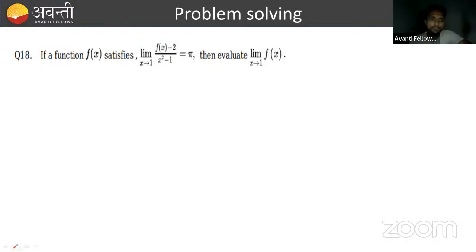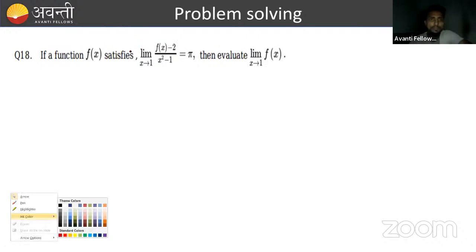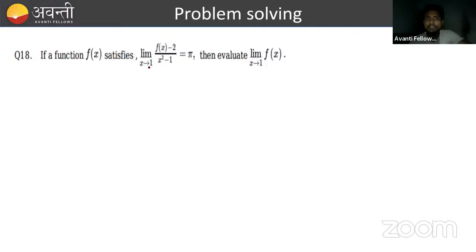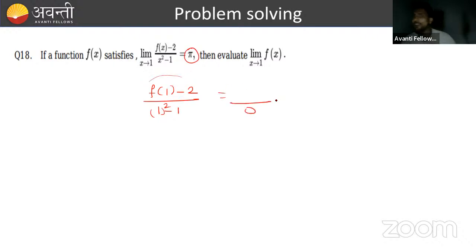Okay, here you can also see this is also very easy. It is saying x tending to 2, right? So if I put x tending to 2, it will become f of 1 minus 2, and it is 1 minus 1. But the answer is pi. We are getting pi. So if this is something and this is 0, then something by 0 is not defined now.